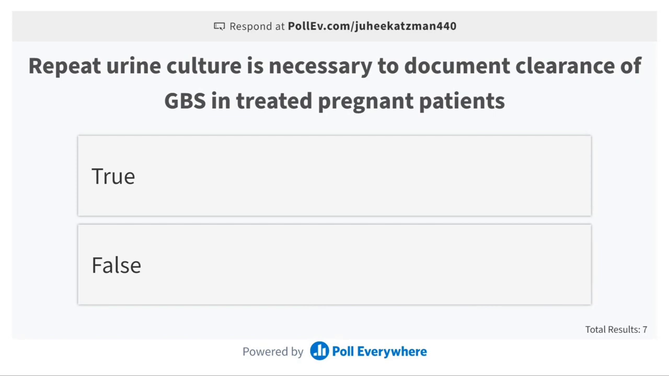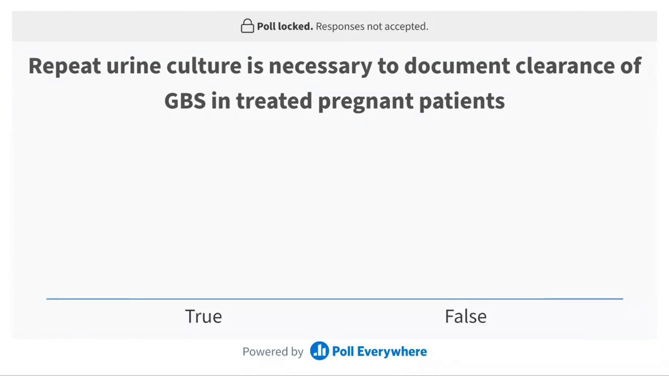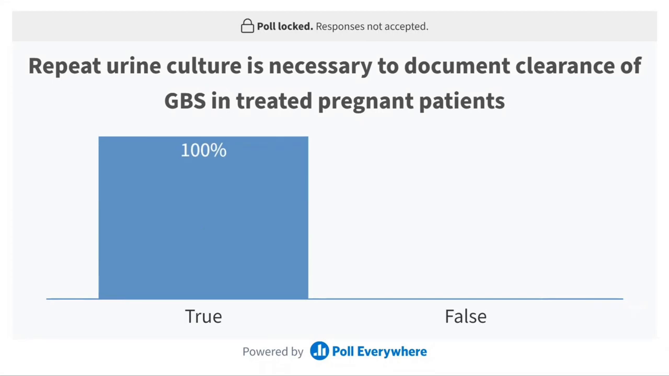Yes, you can still change your answers. Okay. All right, the correct answer is, yay, true, that's right. Not even necessarily group B strep, but I've noticed some OB practitioners make sure that once the asymptomatic bacteriuria, regardless of the bacteria, is treated, they always get a repeat urine culture to document clearance in these pregnant patients. Okay, so the answer is true.